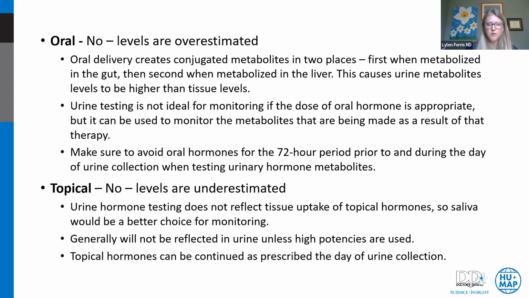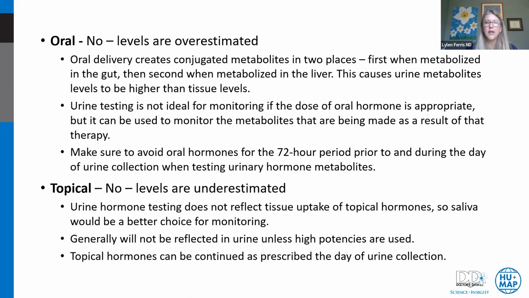It's really hard to monitor oral supplementation here. And again, what I'm talking about here is not how it affects metabolites, but if the dosage of oral estrogen you're giving is appropriate. Generally, these levels will be overestimated. That's because oral delivery creates conjugated metabolites in two places. First, when they're metabolized or absorbed in the gut, and then second, when they move through the liver in that first pass. And this causes urine metabolite levels to be higher than actual tissue levels might be.